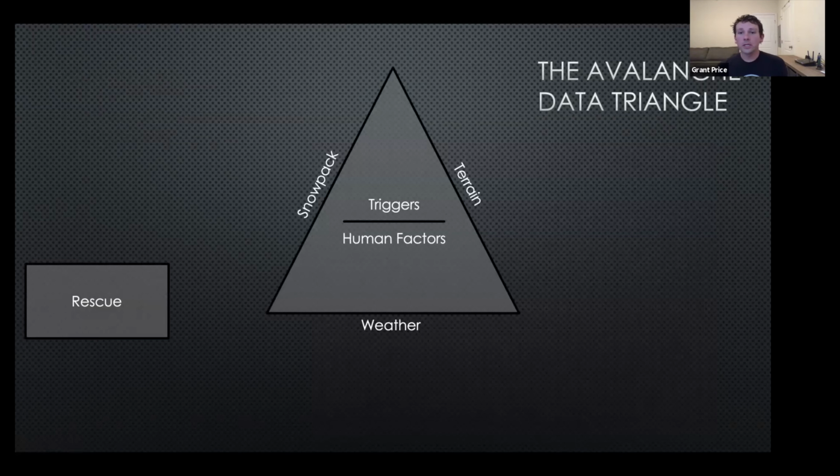This is the avalanche data triangle. The neat thing about this graphic is that really everything we know about avalanches can fit into one of these categories. The original graphic was just the triangle, and then I've added in rescue.